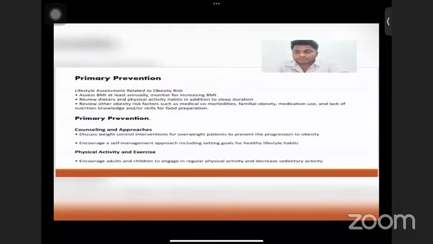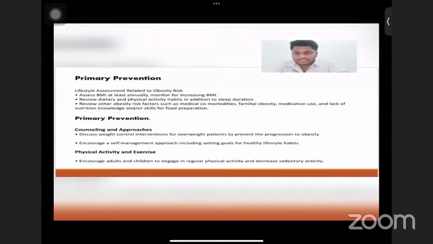Prevention. Primary prevention. Lifestyle assessment related to obesity risk: assess BMI, body mass index, at least annually, and monitor for increasing BMI. Review dietary and physical activity habits in addition to sleep duration. Review other obesity risk factors such as medical comorbidities, family history of obesity, medication use, and lack of nutrition knowledge and skills for food preparation. Primary prevention, counseling and approaches. Discuss weight control prevention for overweight patients to prevent the progression to obesity. Encourage a self-management approach including setting goals for healthy lifestyle habits.